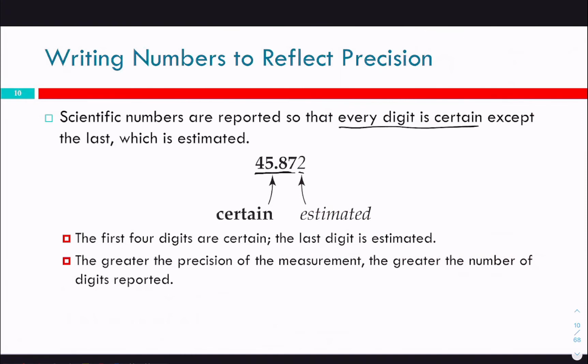So if we get a better scale to measure our gold bar, then we can report that answer with more certainty in more decimal places before we have to estimate the last one.